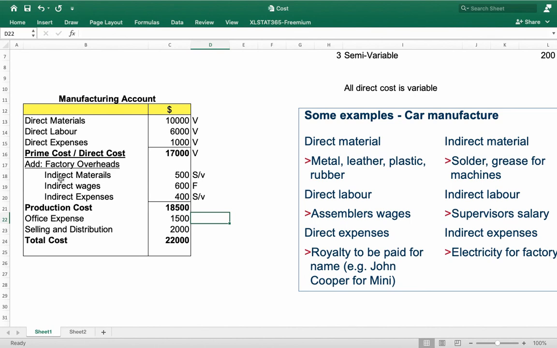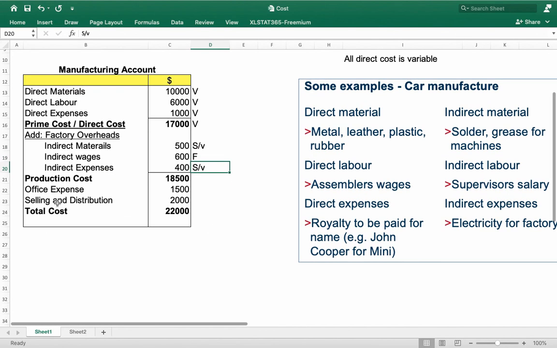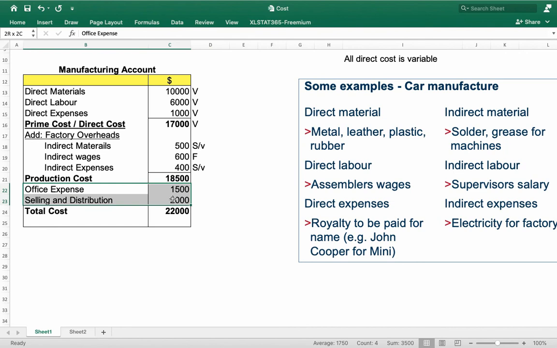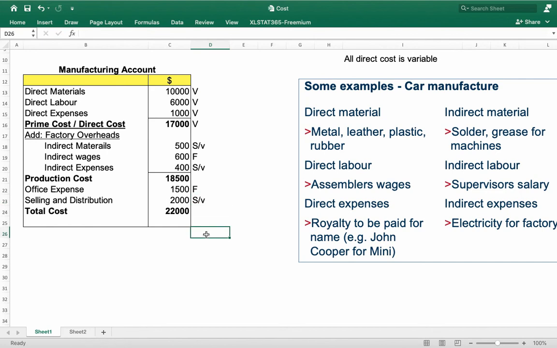So in detail, we will discuss later on. But remember this, that all the direct things are variable, and in factory overhead, some are of fixed nature and some are of semi-variable nature. None of these is variable. One thing is sure: none of the factory overhead is of variable nature. They will be either of fixed nature or semi-variable nature. And the same goes for office expenses and selling and distribution. None of these are variable nature. Some are of fixed nature and some are semi-variable.